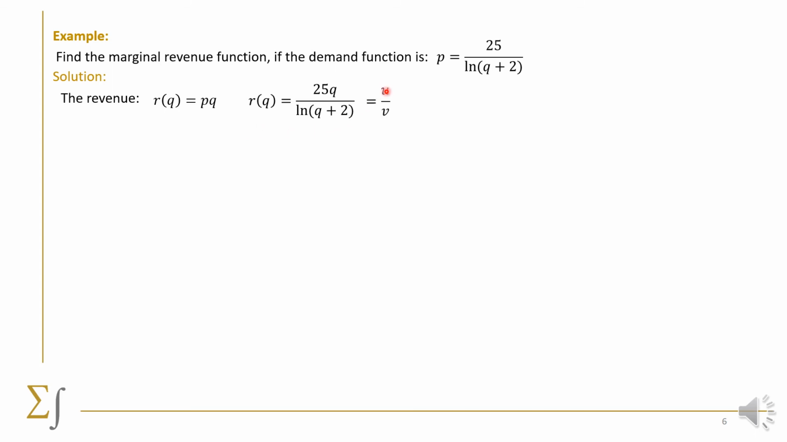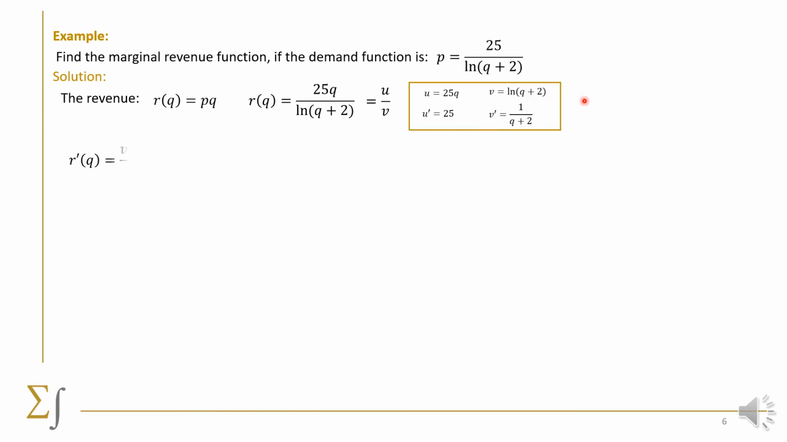Here we have the numerator u equal to 25q and the denominator v equal to ln of (q plus 2). Now we differentiate u to get u prime, which equals 25, and we differentiate v to get v prime, which is equal to 1 over (q plus 2) times the derivative of the inside, which is also 1.